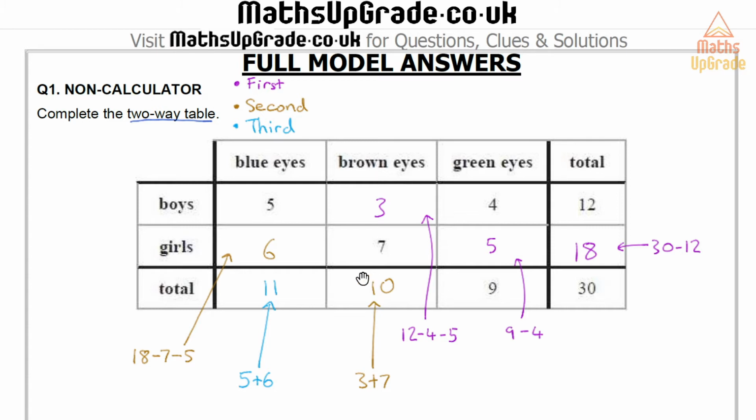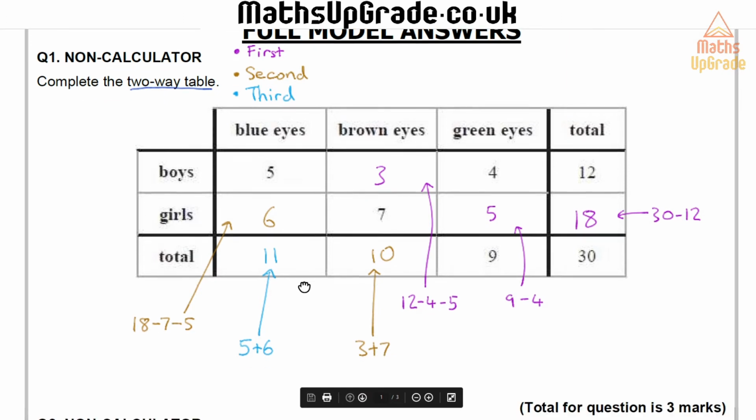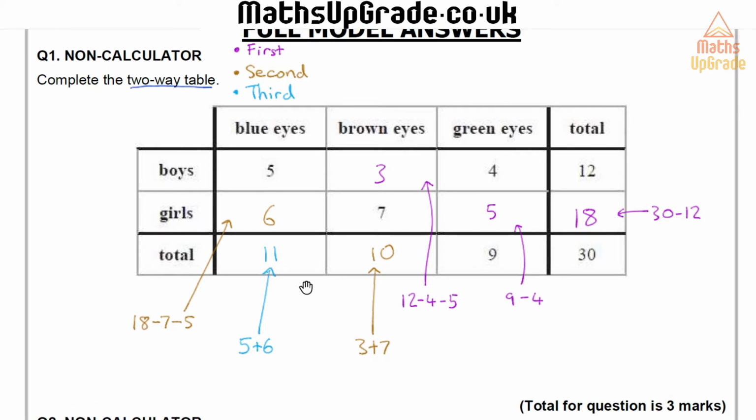I can then also find this number here, since I know this is 18 and this is 5 and 7, so this must be 18 minus 7 minus 5, which is 6. Lastly, I can find this cell here, so this is 5 plus 6, which is 11. So there's the table completed, and that question there was worth 3 marks.